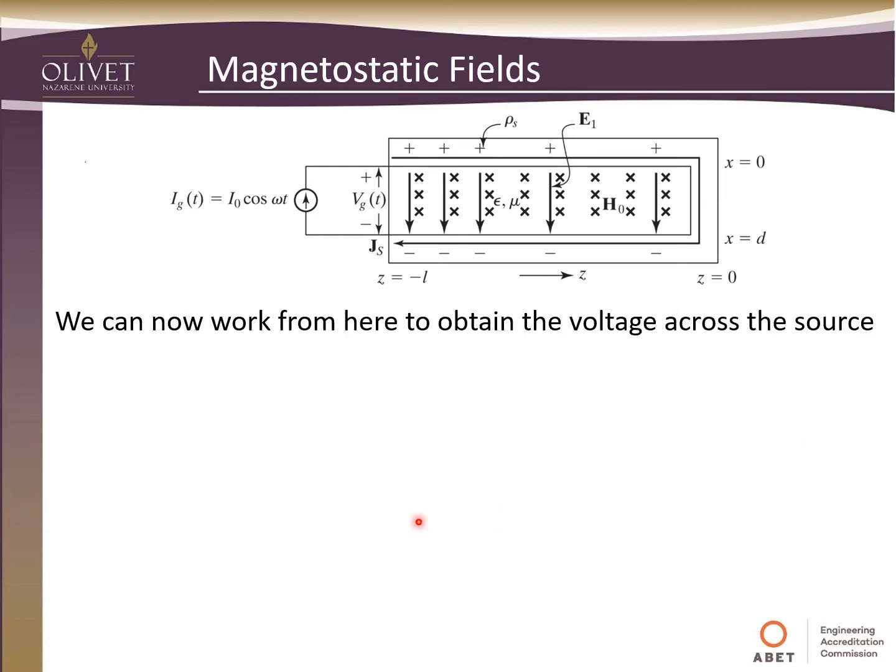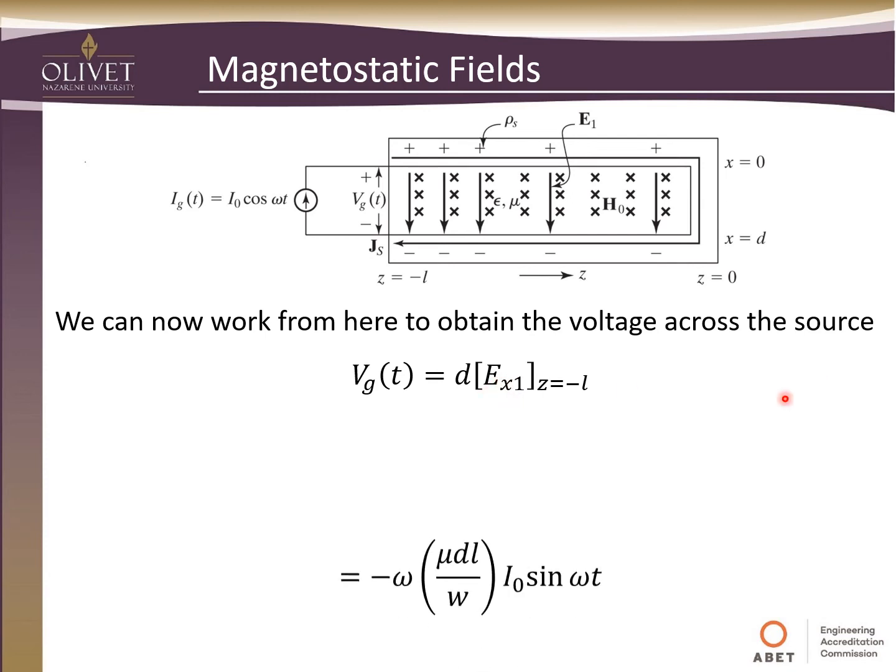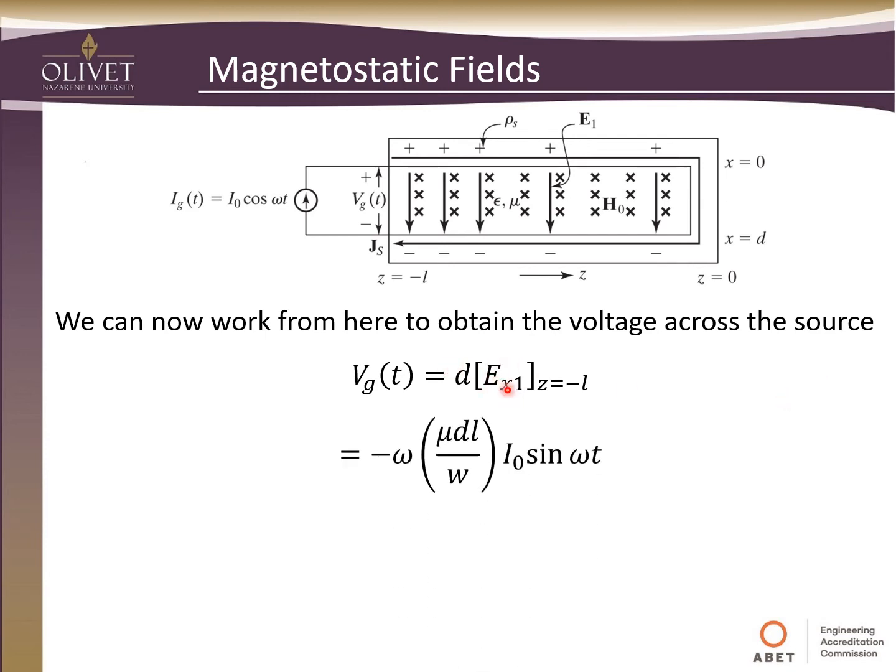So we can now work from here to obtain the voltage across our source. Here we're saying that the voltage is going to equal d times the first order approximation of the E field. When we plug the values from the previous slides in for these and gather like terms, we see that we found the definition of inductance and so forth. This is basically equal to the inductance times the time derivative of the current.